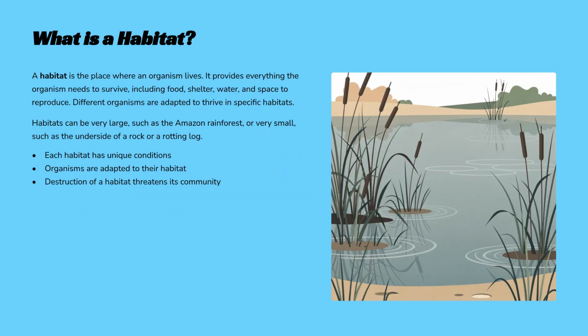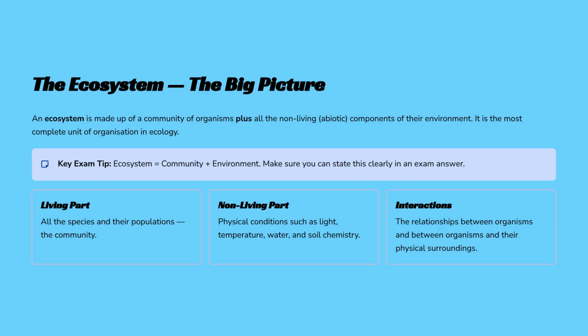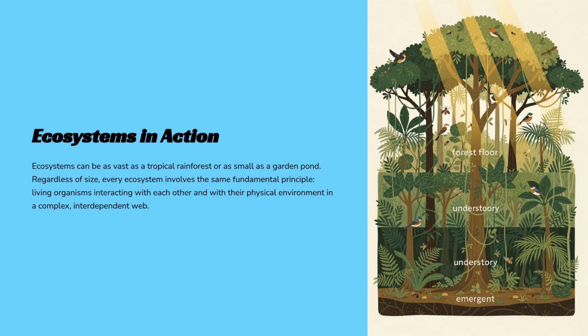A habitat is simply the place where an organism lives. It provides the necessary resources for survival. Whether it's a vast rainforest or a small rock, organisms are specifically adapted to their habitat. The ecosystem is the big picture, combining the community of organisms with the non-living or abiotic environment. Remember for your exam, ecosystem equals community plus environment. Ecosystems vary greatly in size, but all operate on the same principle: living organisms interacting within a complex, interdependent web.